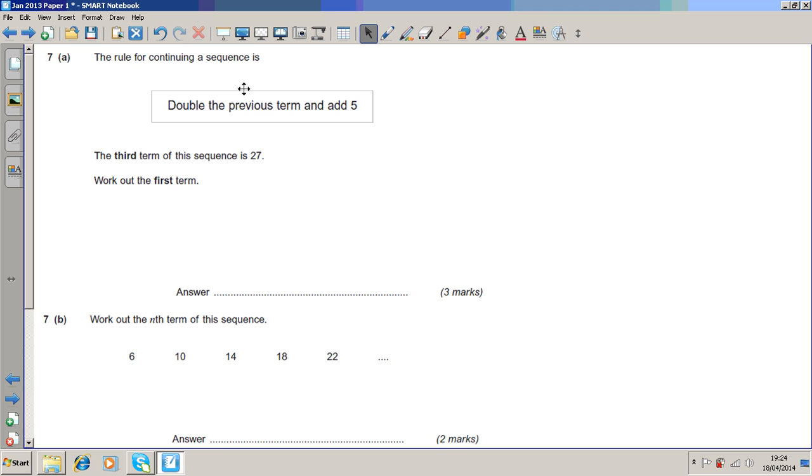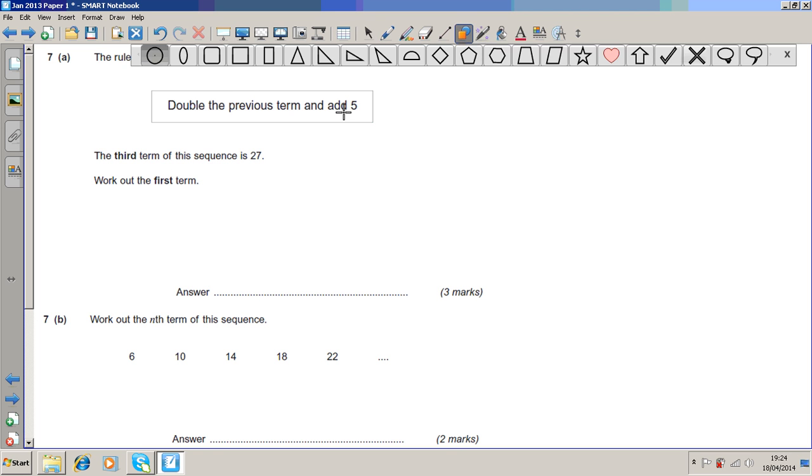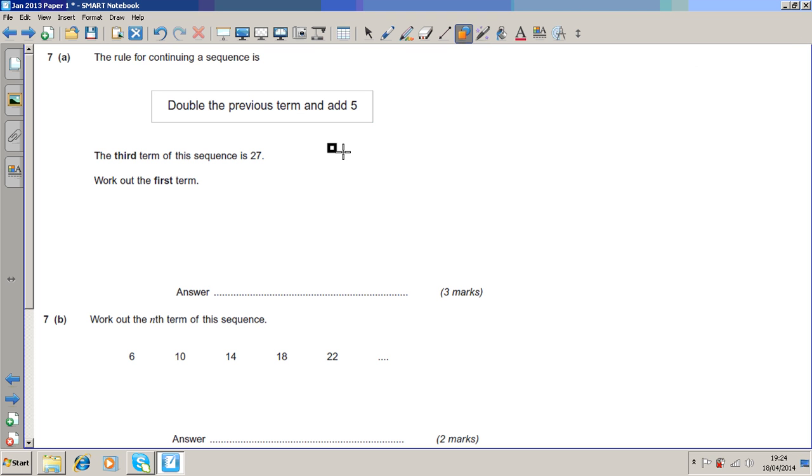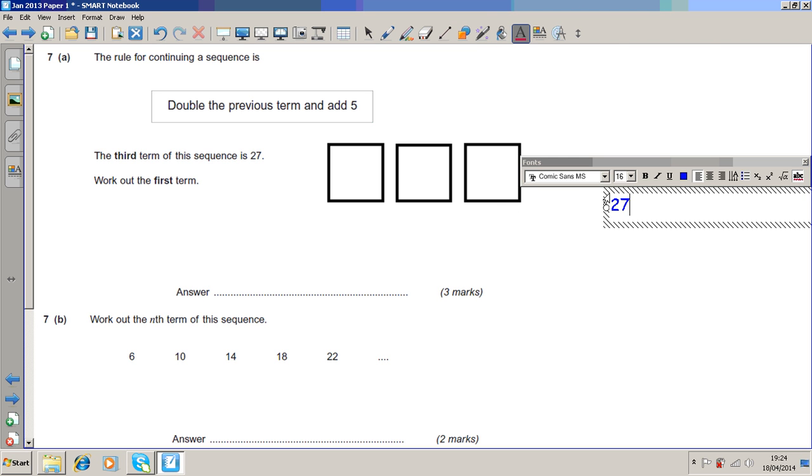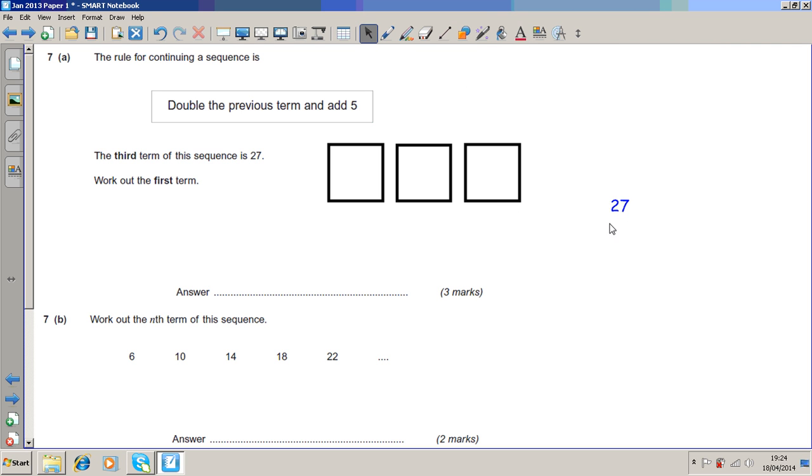The rule for continuing a sequence is double the previous term and add 5. The third term is 27, work out the first term. I'm going to get myself some boxes going on here. Okay, so I know that if I double this number and add 5 I get to that one, and if I double this number and add 5 I get to this one.